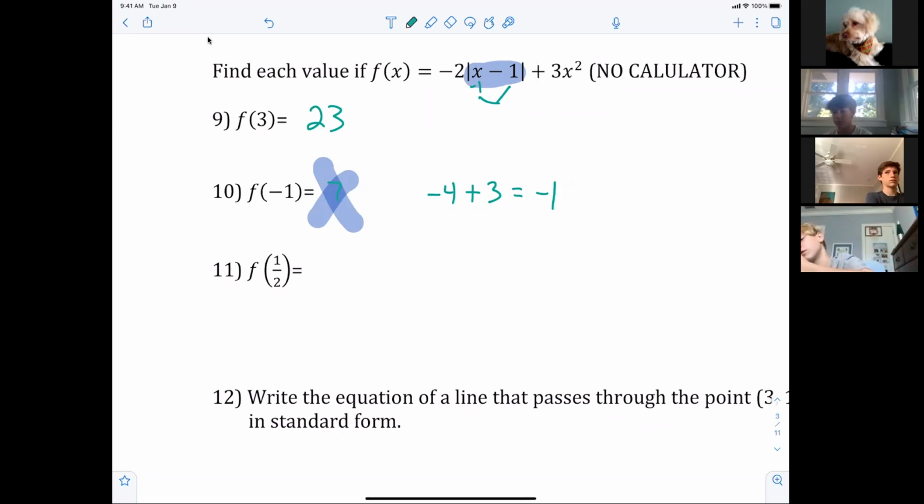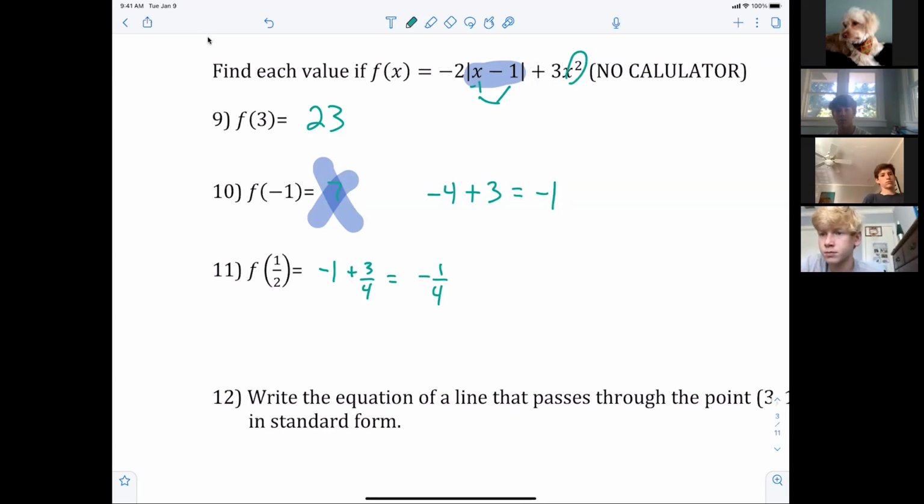And then the absolute value of -1/2. 1/2 times -2. So far I have -1. Then I plug 1/2 in square. What's 1/2 squared? 1/4 times 3, 3/4. -1 plus 3/4, -1/4.